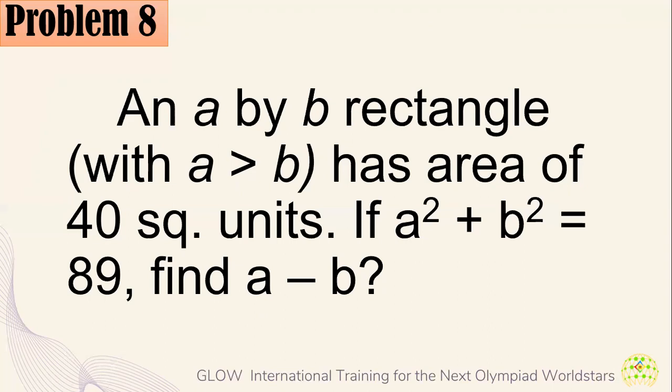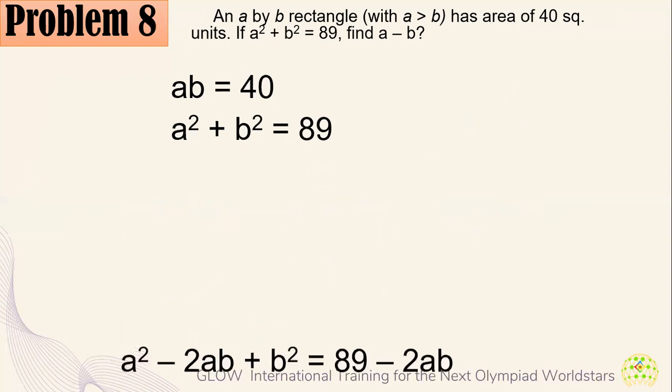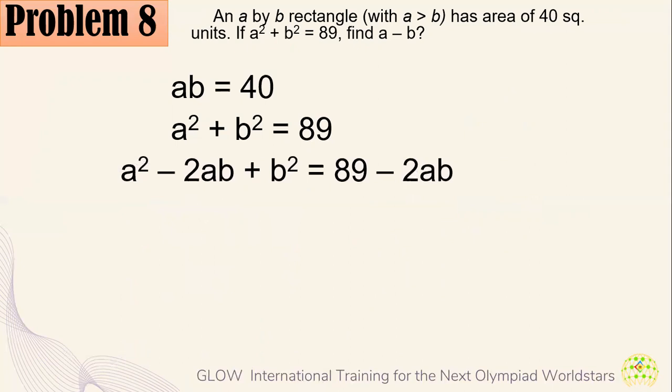Now, solving for this one, we could actually begin using our given, which are AB equals 40 and A squared plus B squared equals 89. And how do we get A minus B? The technique here is by subtracting both sides by 2AB. Remember, if you add or subtract both sides by the same quantity, you are still maintaining equality. You do not alter the equality, you preserve equality in this case.